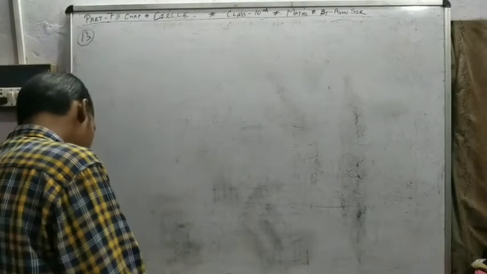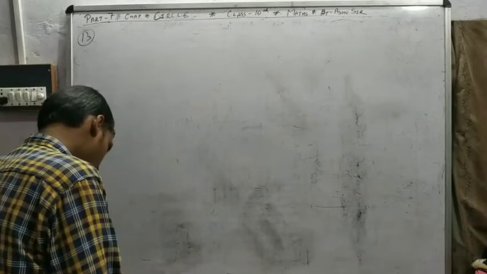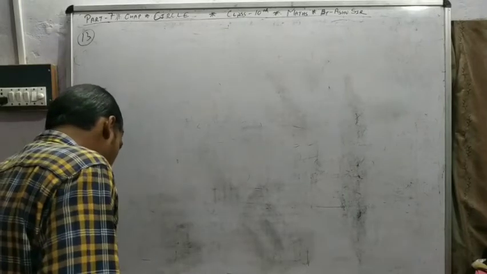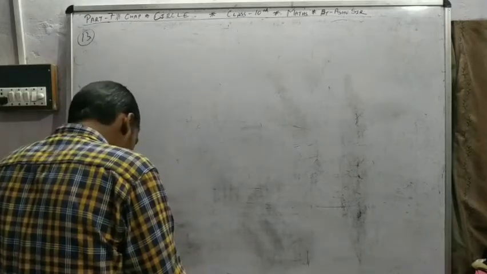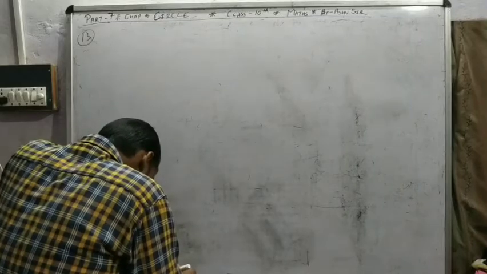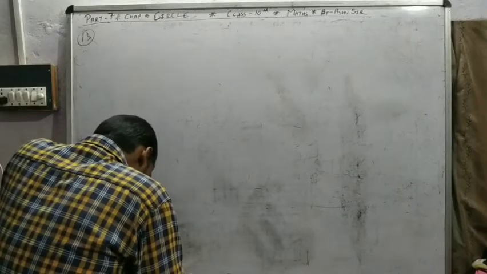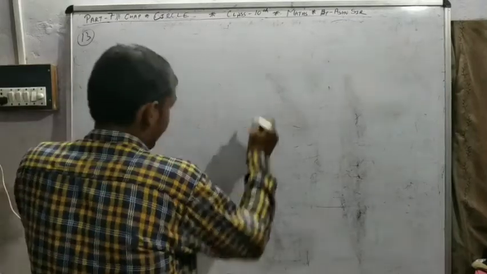The first question is question number 13. PQ is a chord of length 4.8 cm of a circle of radius 3 cm. Tangents at P and Q intersect at T as shown in the figure. Find the length of TP.